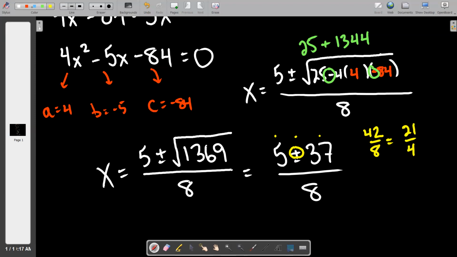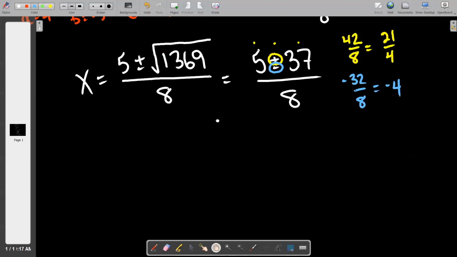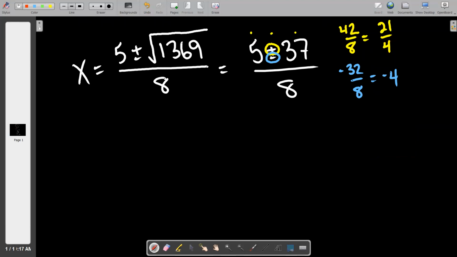Then, like Brady said, I'm going to trace the other pathway. The other pathway I'll circle in blue, and that's called a minus. And then you do the other math. Ignore the plus now. What's 5 minus 37? Negative 32. And then we again divide it by 8. What's negative 32 divided by 8? Negative 4.